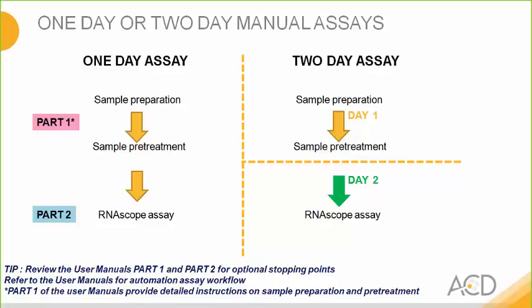Most of the assays can be split into 2 days, but we do recommend that you refer to the user manual for the recommended stopping point. If you were to break up the assay in 2 days, you would complete sample preparation and pretreatment in 1 day, stop, and complete the RNAscope detection assay on the 2nd day. Again, please refer to the user manual for the detailed instructions as well as where the optional stopping points would be located.